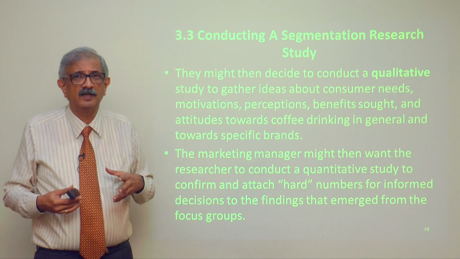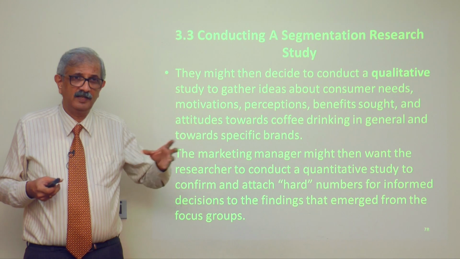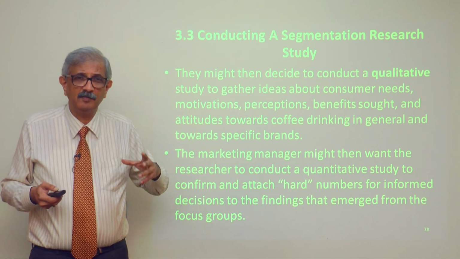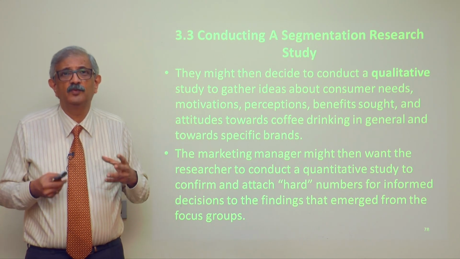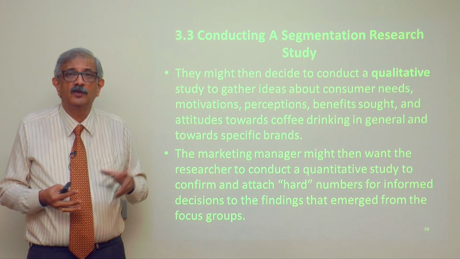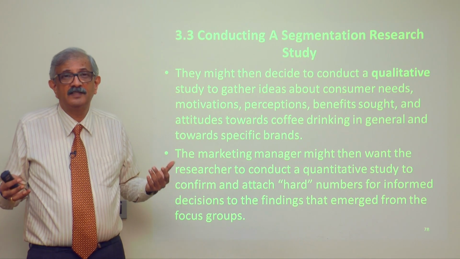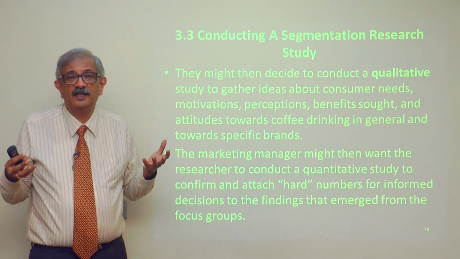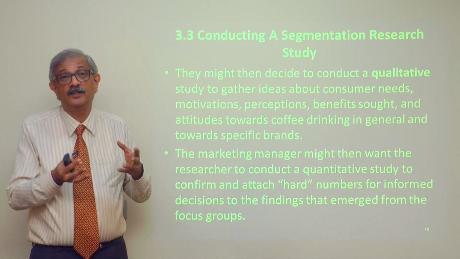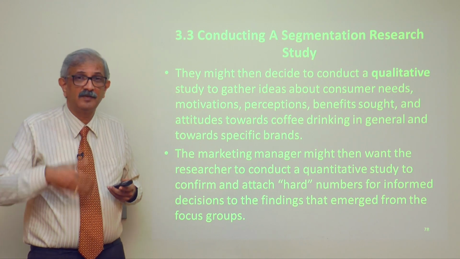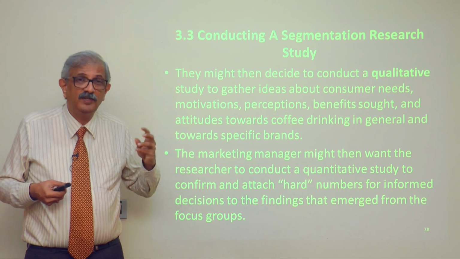They might then decide to conduct a qualitative study. The earlier part gave you a lot of idea about quantification. However, there are aspects which need a qualitative answer, so you may have to do qualitative research also. Qualitative research may look at different areas, like here it has been mentioned: the need dimensions or the motivation, the perceptions, their latent needs, etc. That is the need determination, benefit sought, etc. Attitude towards the brand, for example, coffee drinking in general or towards a specific brand of coffee. These are the qualitative aspects of the research.